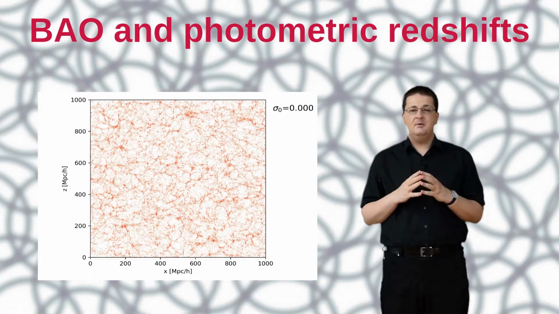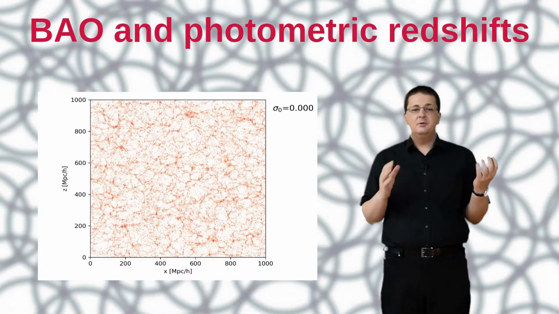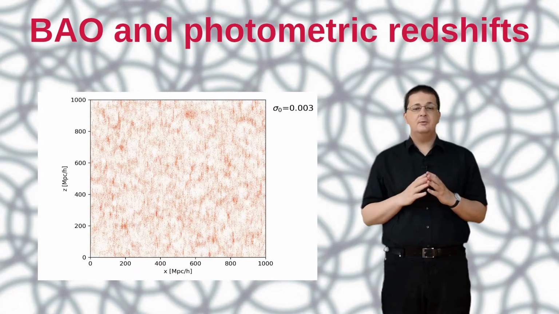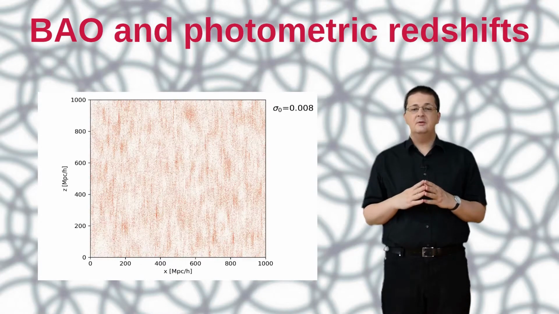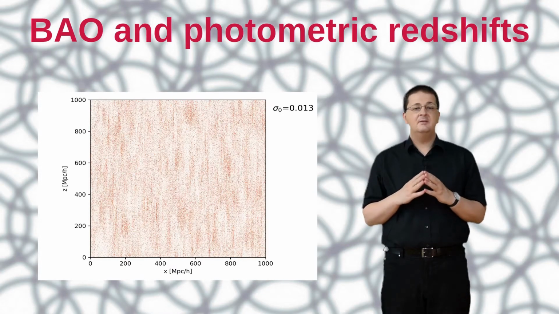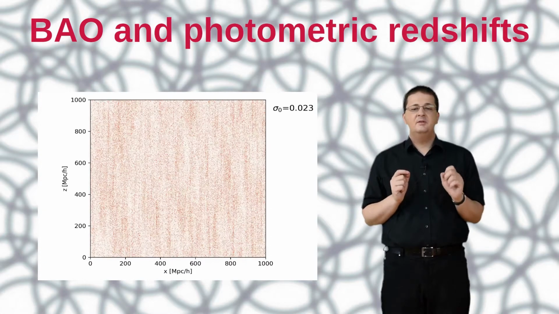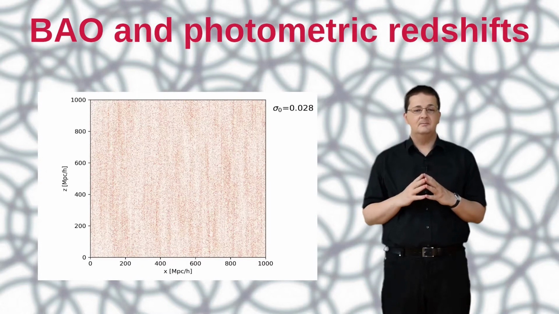In the meantime, we can only use our dataset of photometric redshifts, which makes things much harder. This animation illustrates how photo-z uncertainty washes out formerly clearly visible features. Sigma 0 is around 0.027 for our sample.